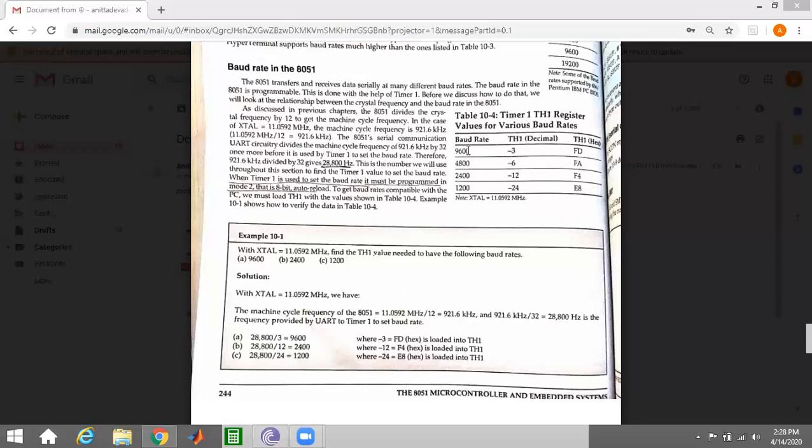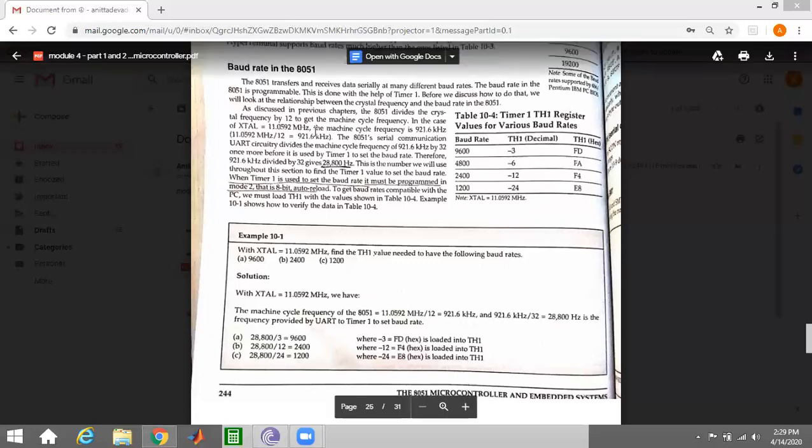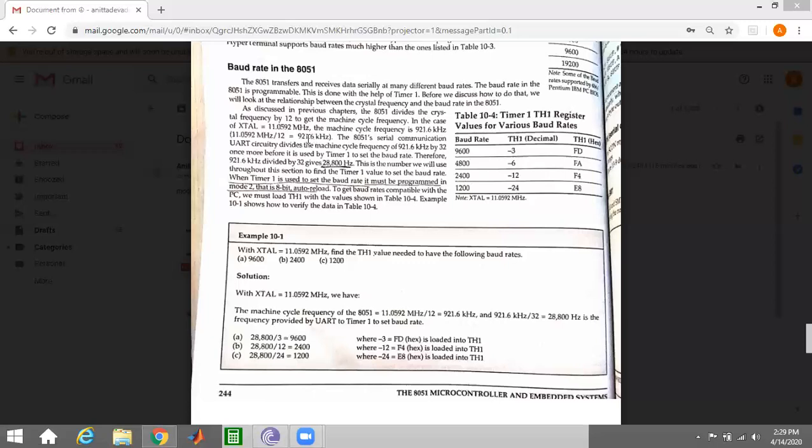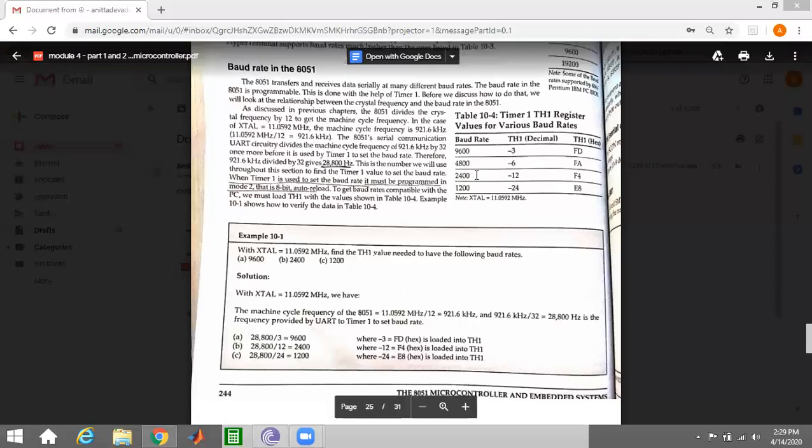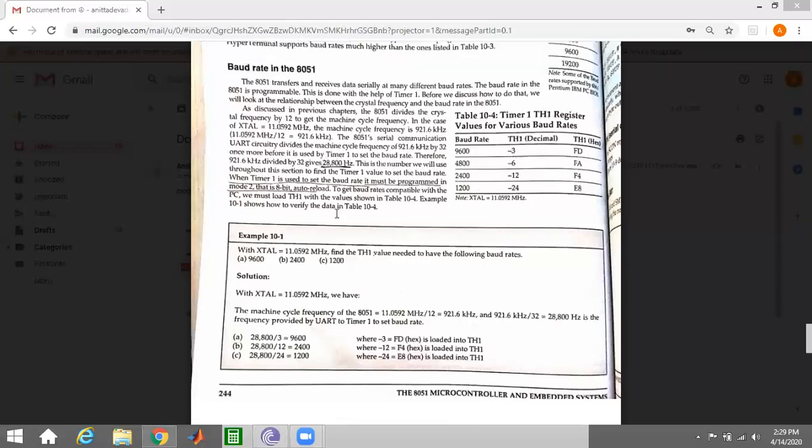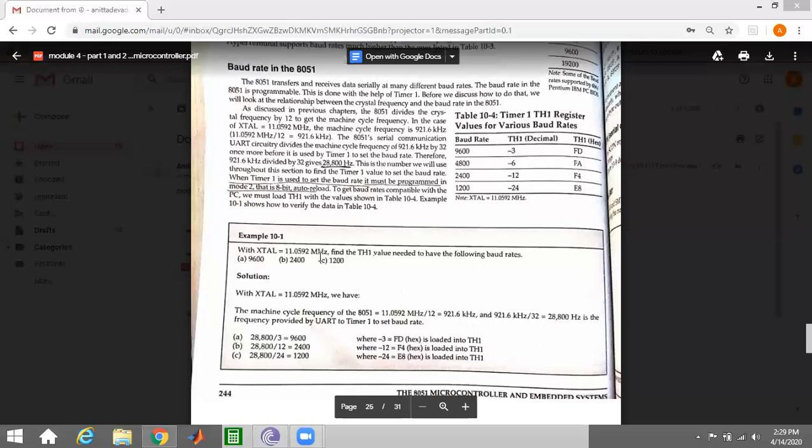What are the baud rates? The acceptable baud rates are 9,600, 4,800, 2,400, and 1,200 for the crystal frequency of 11.0592 MHz. Why is it said? Because 11.0592 MHz divided by 12 gives this number, and this number divided by 32 gives this. So for this frequency, 28,800 hertz, there are only these baud rates. Now you have an idea of this, and we'll go into the program.